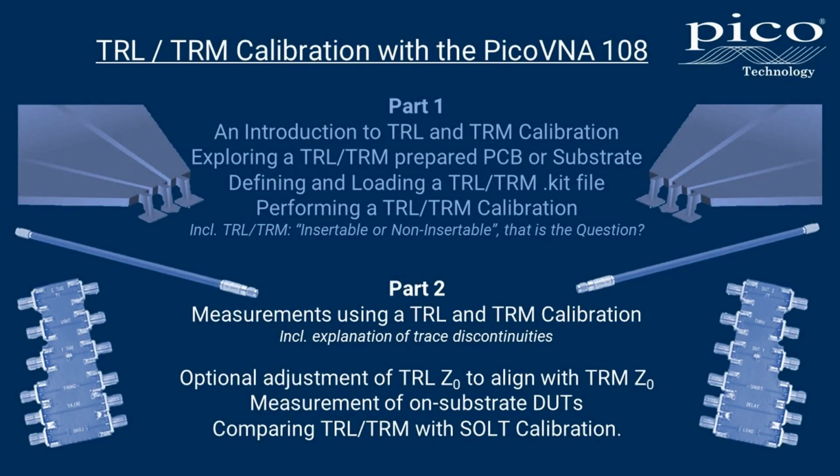In part 2 we're going to use our calibration that we've prepared in part 1 to make some measurements, and I'm going to include in that a little explanation of some trace discontinuities that we see when we've used a TRL and TRM calibration. We'll look at an optional adjustment for compensating those, and then we'll make measurements of some on-substrate devices under test, and get a chance at the end to compare TRL, TRM calibration with that of a SOLT calibration.